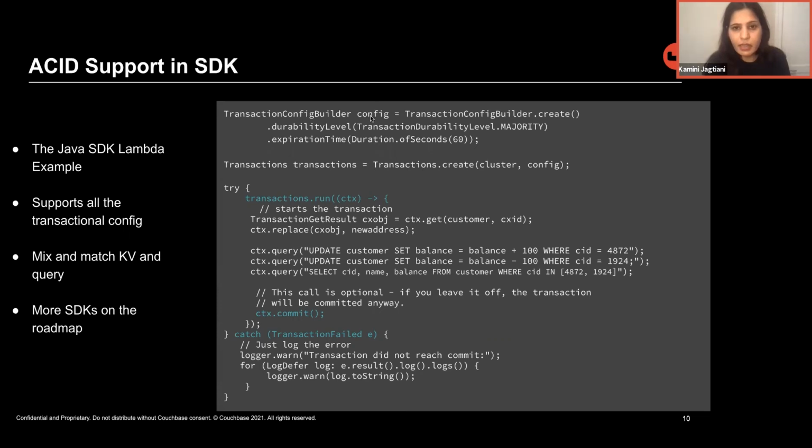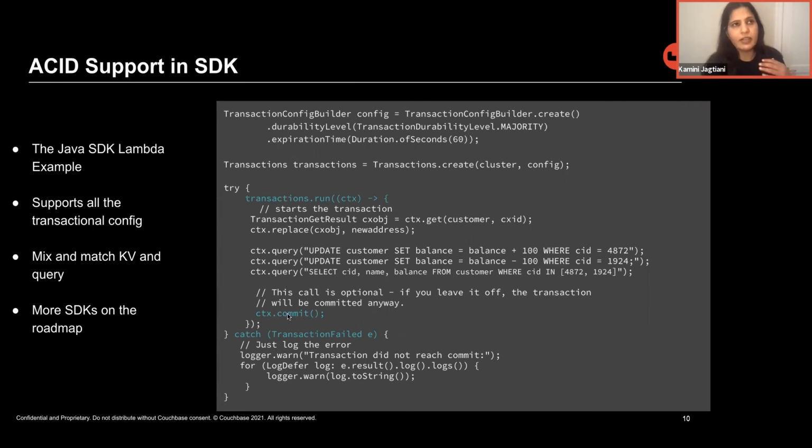So again, you have the configuration setup wherein you're giving majority and the expiration time. You're creating a transactions object. Now you're starting first with the KV transaction where you're getting the customer document. You're replacing the new address inside that customer document. And then within the same transaction, you're having these 3 queries, and then you're committing.